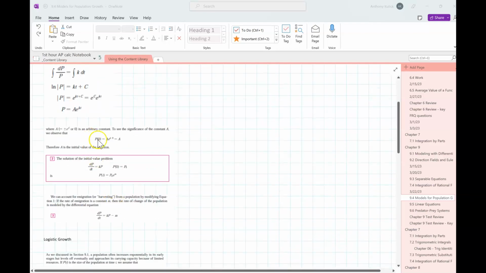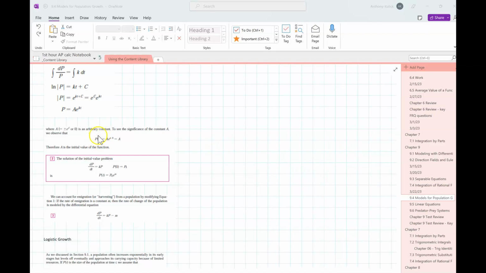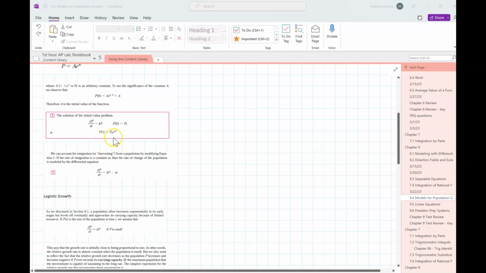Now, let's consider the initial case, the population at time 0. So we'd be plugging in 0 for t. When we do that, we have e to the k times 0, which is just e to the 0, which is just 1. So that leaves us with a. So typically, when we write our exponential equation, we say p of t equals p naught e to the kt, where p naught is just the value of p evaluated at time 0.